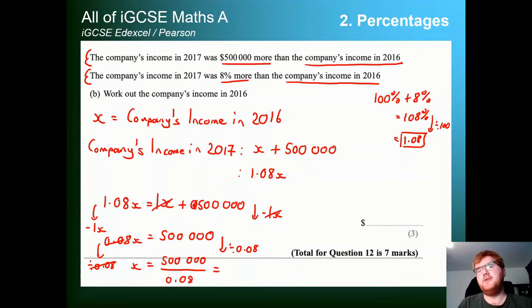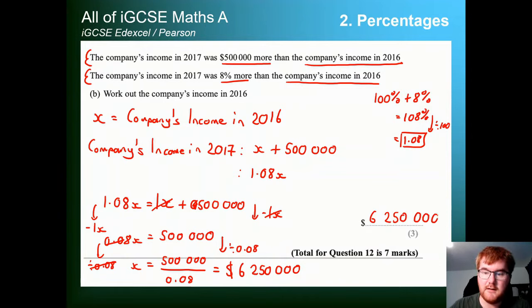Again, please don't try and do this manually. You probably could if you wanted to, but this is why we have the calculator. That's what it's there for. And this gives us then the answer in dollars in this case of 6,250,000, which we pop in for our final answer, like so.